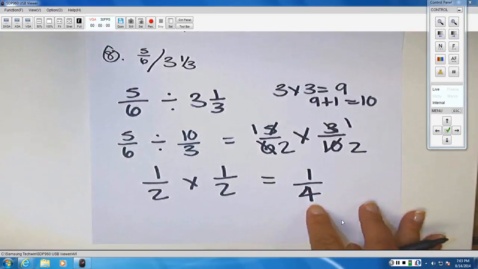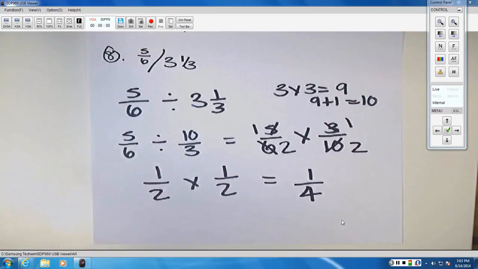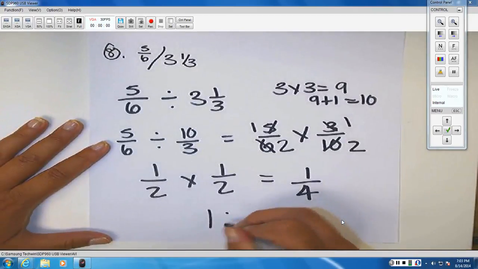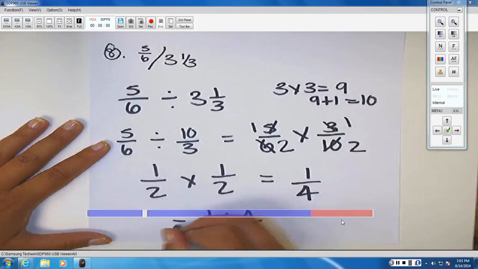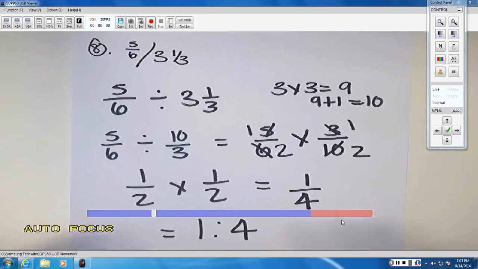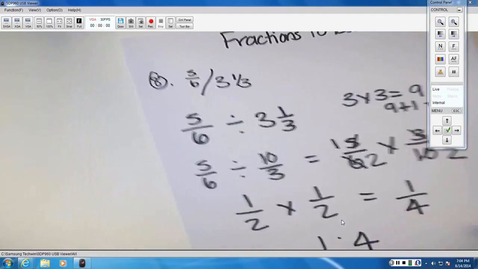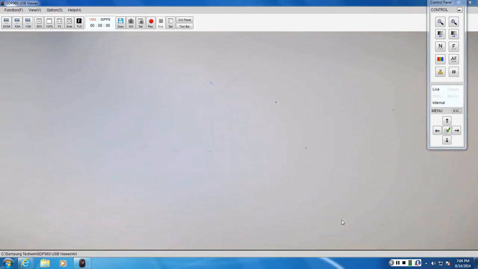So now here's this simple fraction. I had to do a few little steps to get to this simple fraction, and now simply the numerator is going to become the first number in my ratio, and the denominator will become the second number. So this becomes 1 is to 4, and that's your final answer. Okay? So a few little steps, but still not too difficult. Let's do another one just to make sure you've got it.